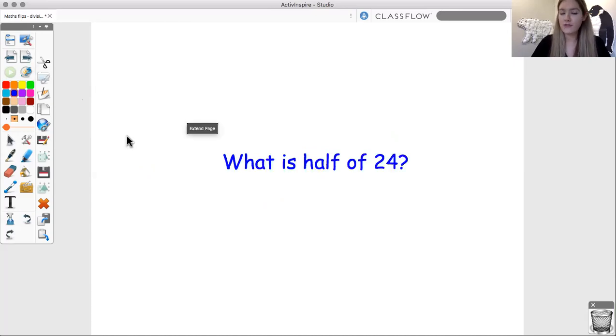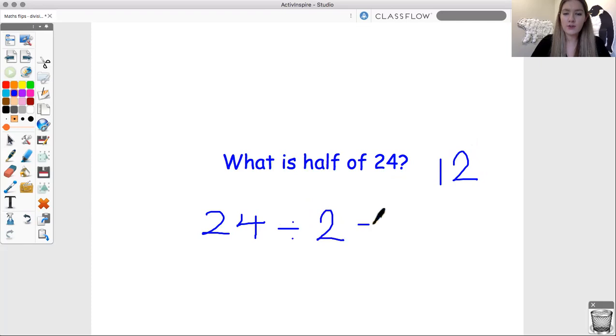What is half of 24, everybody? Half of 24. Have a think about this one. Okay, half of 24 is, call it out, everyone. Absolutely, half of 24 is 12, which means if you can find half of 24, that means you were able to divide 24 by 2, which equals 12.